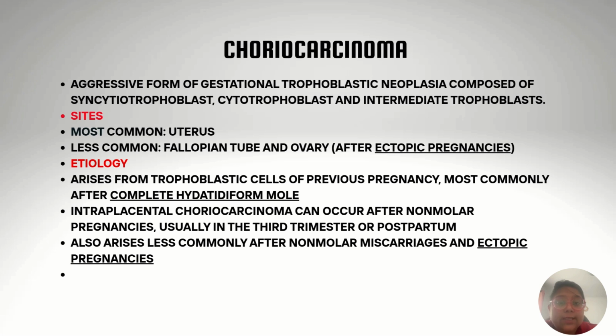Etiology is that it arises from trophoblastic cells of previous pregnancy, most commonly after complete hydatidiform mole. It can also arise less commonly after non-molar miscarriages and ectopic pregnancies. Intraplacental choriocarcinoma can occur after non-molar pregnancies, usually in the third trimester or postpartum.